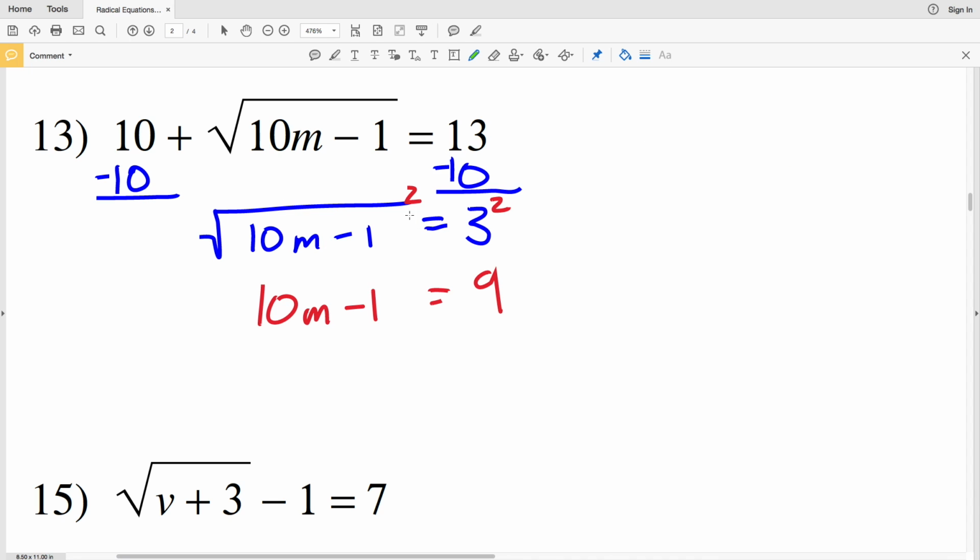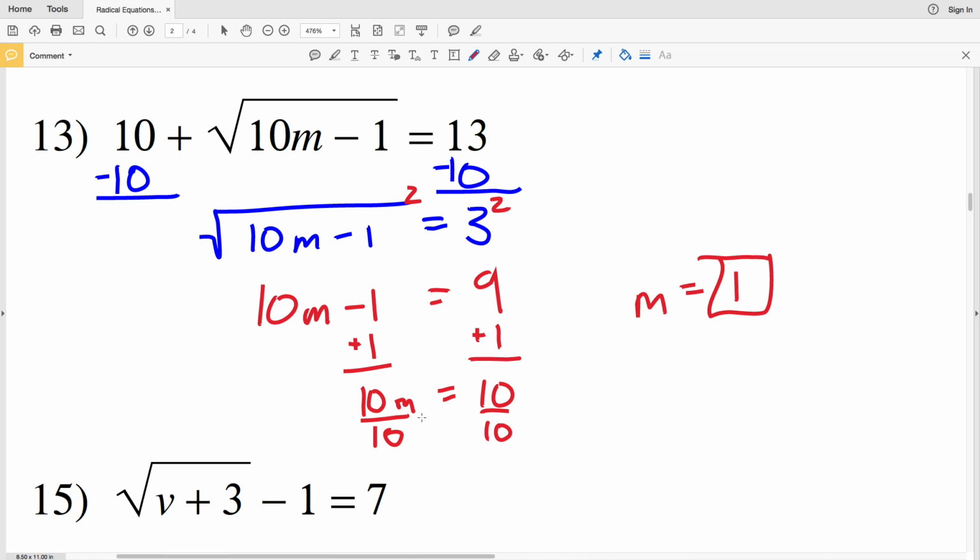So that's how when we squared the square root of 10m minus 1, we get 10m minus 1, and that's going to be equal to 9. Now we're going to add 1 to both sides, so we're left with 10m equaling 10. Then it's just a matter of solving this equation. Divide by 10, and 10m divided by 10 is m, and 10 divided by 10 is 1. So m is equal to 1 for number 13.